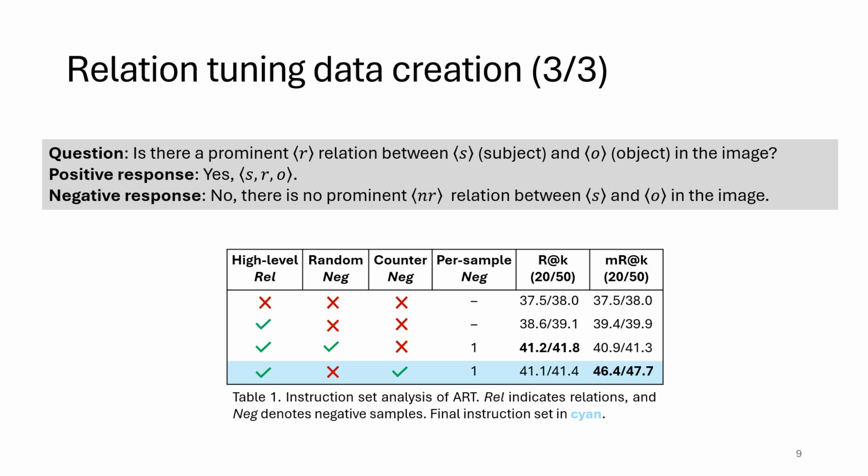Our instruction set ablations reveal that without high-level relation types and negative mining, both R and MR are lower. Adding high-level relation types gives a small lift to R and MR. Adding one random negative per sample improves them further. Replacing random negatives with counter negatives produces a clear gain in both R and MR.